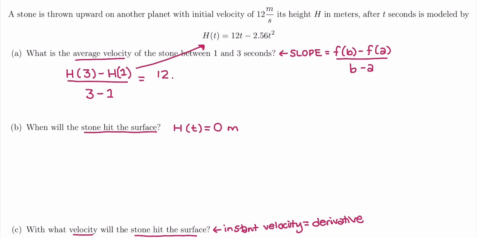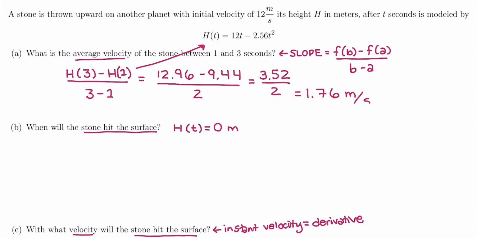So we are up to 12.96 meters. That's my height at 3 seconds. Minus my height at 1 second. I'm just going to replace those t's with 1s. After 1 second, the stone is up 9.44 meters. Over in the denominator, 3 minus 1 second is going to be a 2-second difference. So we were up 12.96 meters minus 9.44 meters in the height, which is a difference of 3.52 meters in 2 seconds. So our average velocity over that time period is 1.76 meters per second.